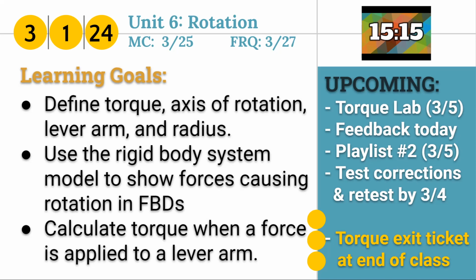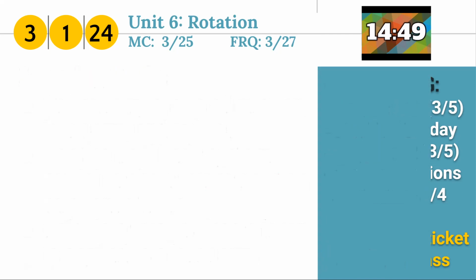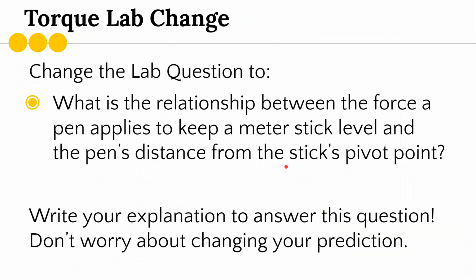Okay, so as we talk about torque at equilibrium today, we are going to be defining torque again, axis of rotation, lever arm, and radius, using that rigid body system model to show forces causing rotation and free body diagrams, and we're going to calculate torque when force is applied to a lever arm. So it's pretty similar to what we were doing the other day, except we're looking at scenarios now where we have equilibrium. And so let's go ahead and get to the notes.